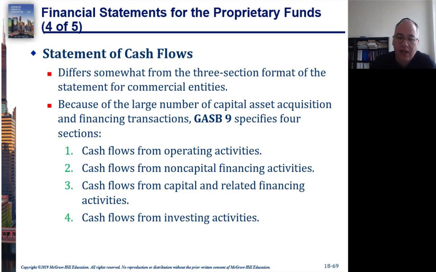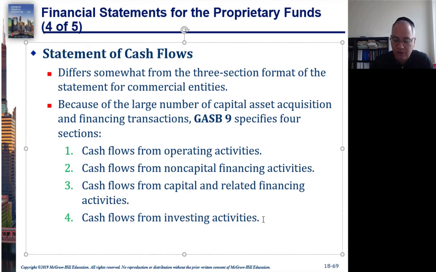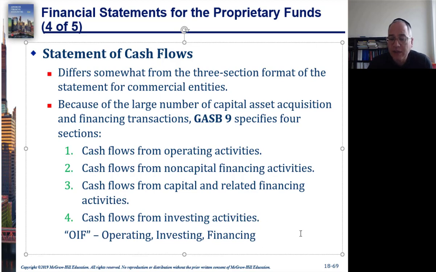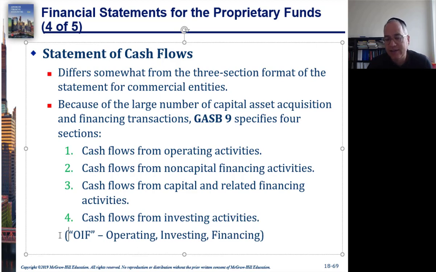So the normal statement of cash flows, as you know, follows the format of OIF: operating, investing, and financing. That's what we normally do for regular companies. For government, it's a little different. I don't have an abbreviation for it, but you'd have operating at the top, and then you'd have financing next.